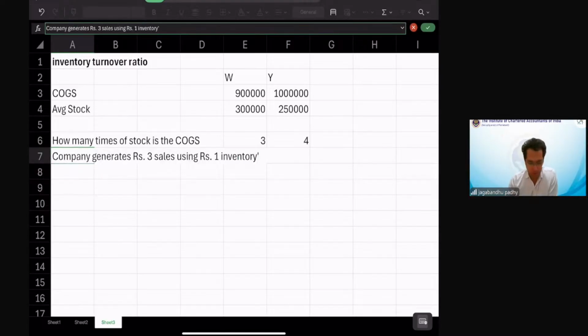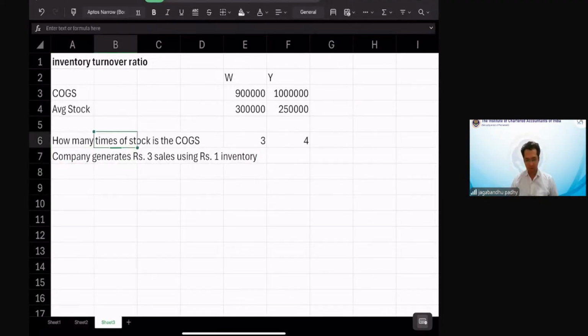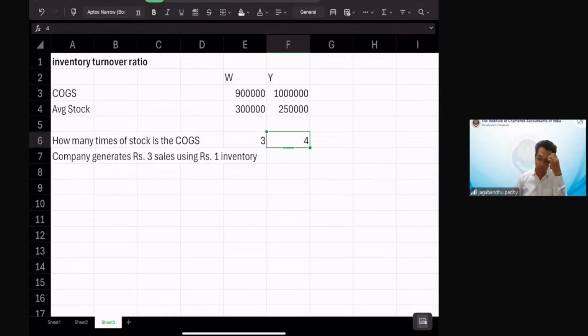Right? So using 1 rupee inventory, you're able to generate 3 rupees stock or 3 rupees sales or COGS. Whereas in case of W, it is 4. Of course, which one is more efficiently utilizing the stock? It is the company Y, which is utilizing the stock in the best possible way. The company Y is able to generate returns in the best possible way. Y is having 4 times COGS as that of average stock, and W is having 3 times COGS as that of stock.